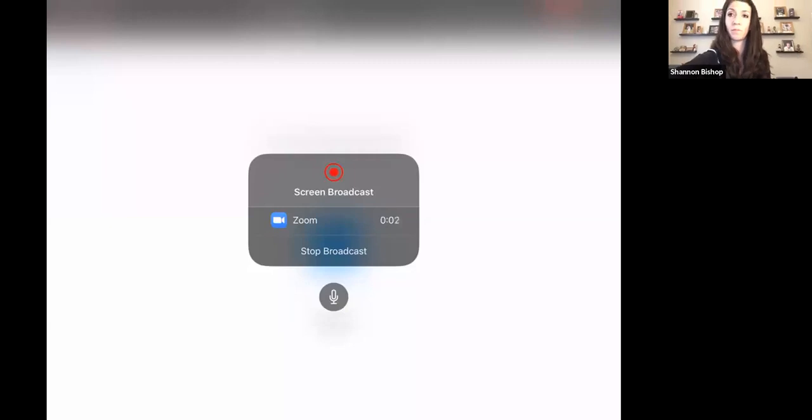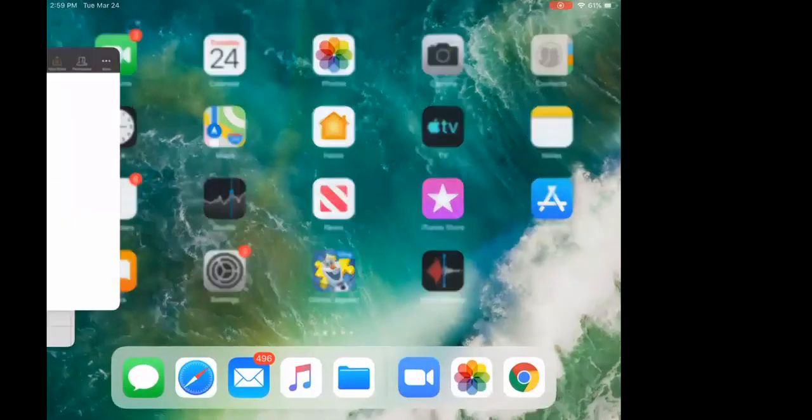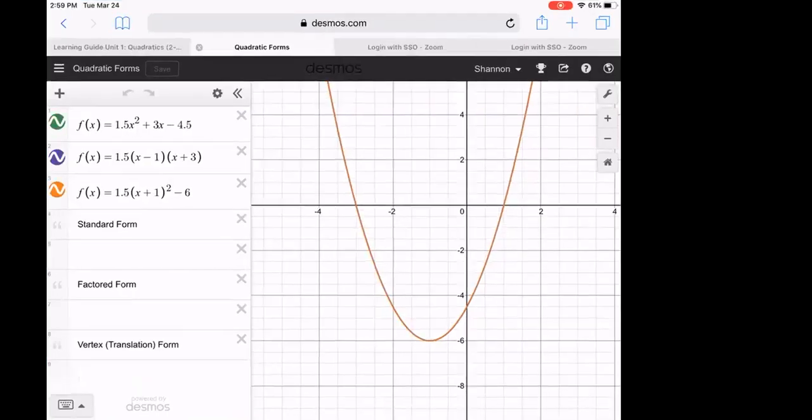Hopefully this works. Bear with me here. And we will look at the Desmos graphs. Share screen. Okay, so you should hopefully be able to see my screen now.